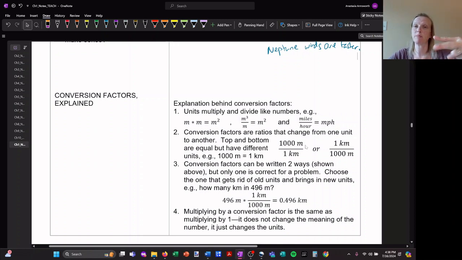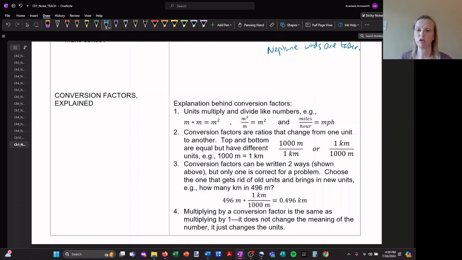Remember, all conversion factors can be written 2 different ways, depending on which units you put on top and which units you put on bottom. But only one way is correct for a given problem. You always want to make sure that you get rid of the units you start with and you convert to the units you want to see in your final answer.